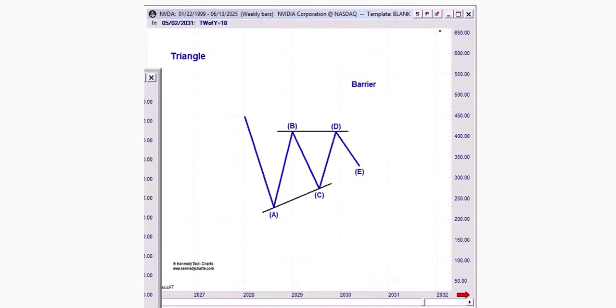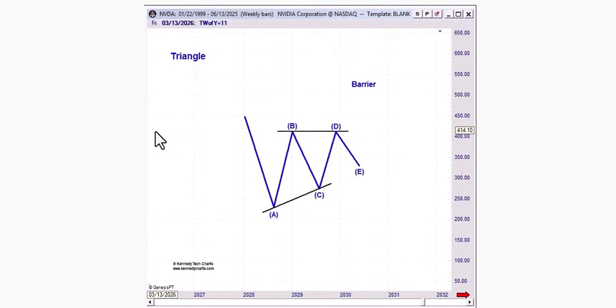Okay, now let's move on and take a look at some of the variations and complexities of the triangle, of which there are many. For example, the barrier triangle. The barrier triangle is easily identifiable because it has a very flat or horizontal BD trend line. So we have waves A, B, C, D, and E. Notice that the BD trend line is very flat.